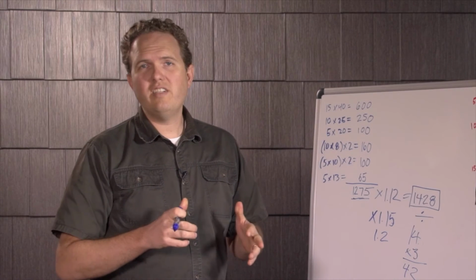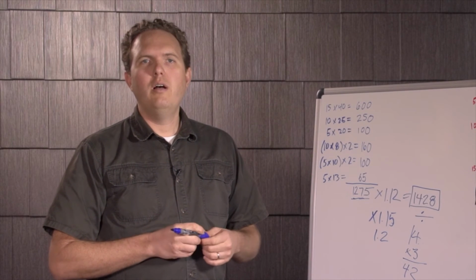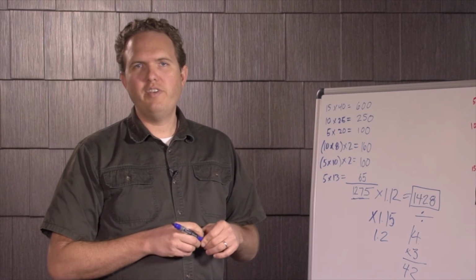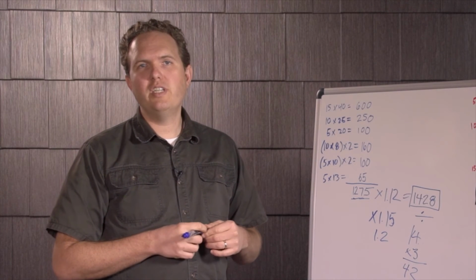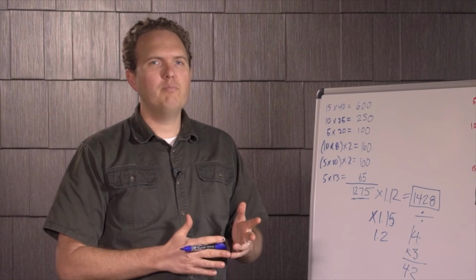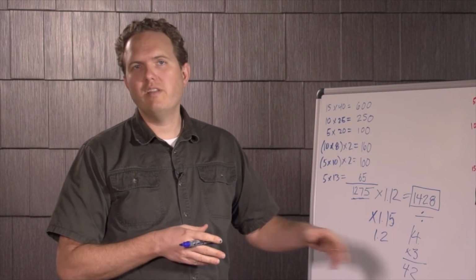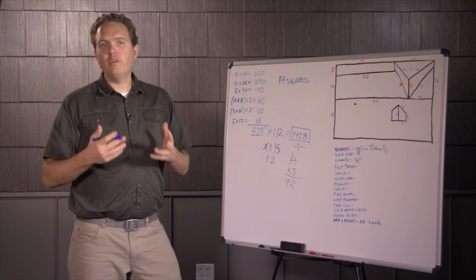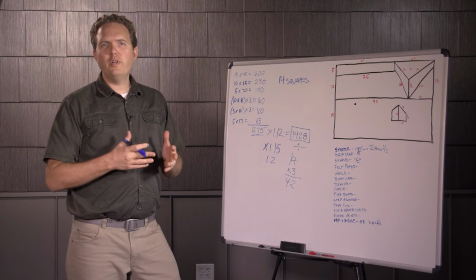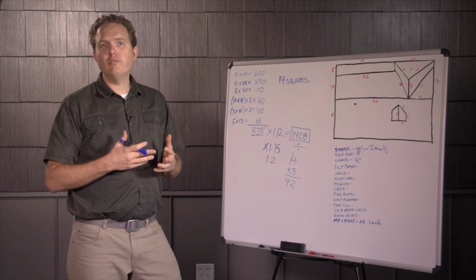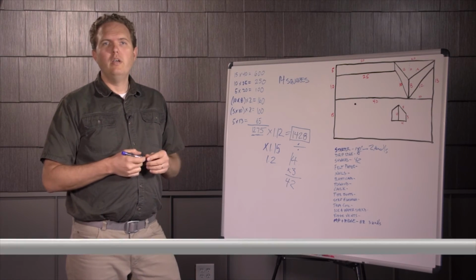If you're using a designated hip and ridge shingle, you're going to need to check with the manufacturer, with your supply house, to see how much coverage you're going to get out of that particular bundle and order accordingly based on that measurement. For felt or underlayments, you're going to use the number of squares that you used for your shingles to figure out how much felt that you need.